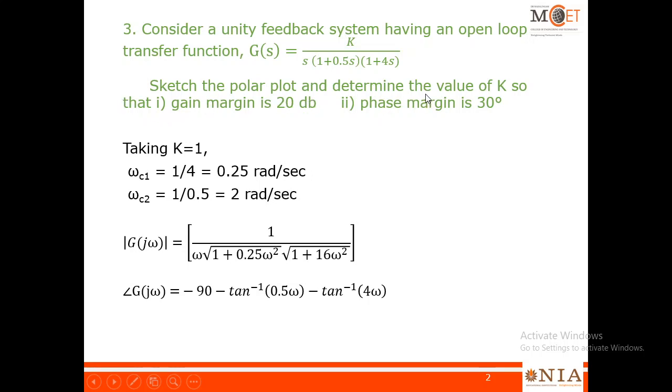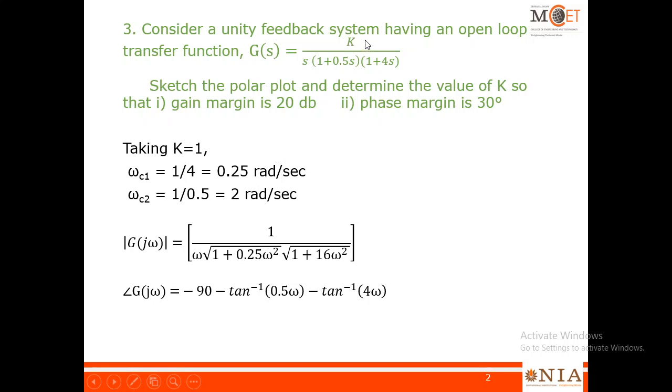and determine the value of K, that is, determine the value of gain such that the gain margin is 20 decibels. So that is the first part of the question, and the second part is we have got to determine the value of K such that the phase margin is 30 degrees.